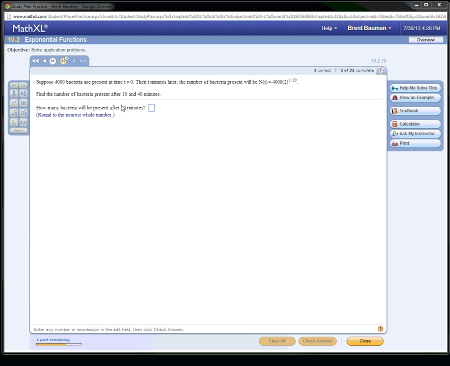So we're going to take the 10, which is our t, we're going to plug it into our formula and just simplify down. A lot of the questions I get from this problem is order of operation issues. We're taking the 4,000 times 2 before we do the exponent, and that's going to be wrong. You'll want to do the exponent first. So let's go ahead and look at how to work this one.